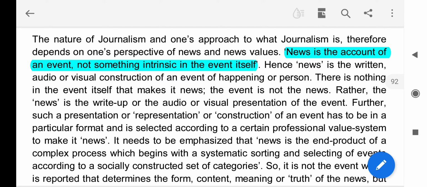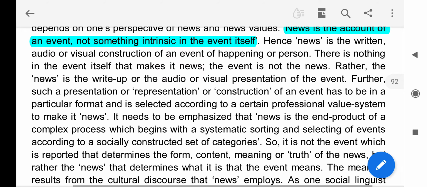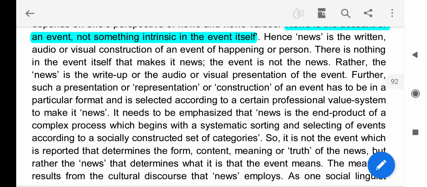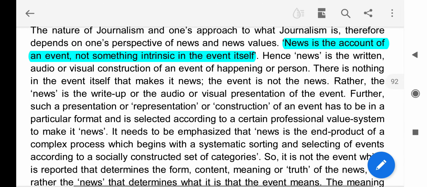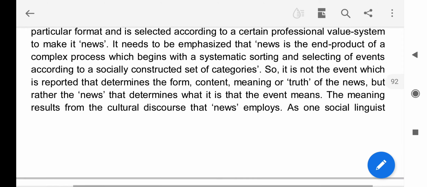Further, such a presentation or representation or construction of an event has to be in a particular format and is selected according to a certain professional value system to make it news, and that is what news is all about.